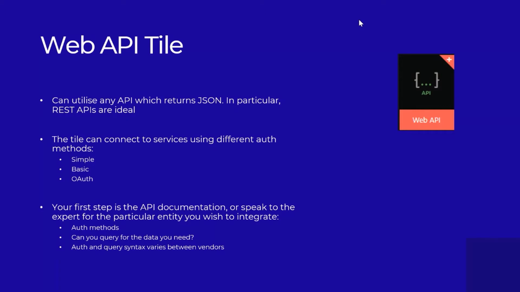Now, typically when you're working with APIs, your first step is to look at the API documentation, or even speak to any expert you might have for a particular entity you're trying to integrate with. And typically you want to understand what auth methods are supported for that tool, and also, can you query for the data you need? You will have to note that auth and query syntax will vary between vendors, but you can get all that information from that documentation or your experts, and you hopefully will be able to understand whether it will fit with some of the auth providers we provide. And typically they will all use a version of these, so you can get the majority of your tools and data into SquaredUp.